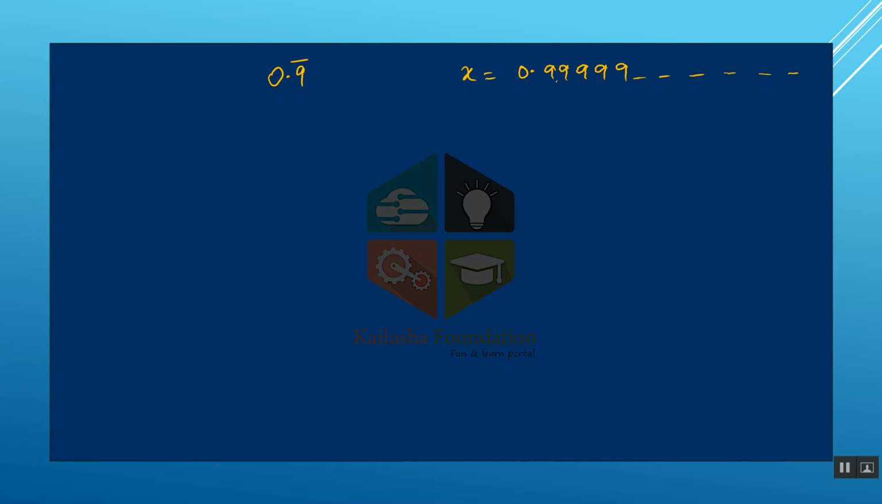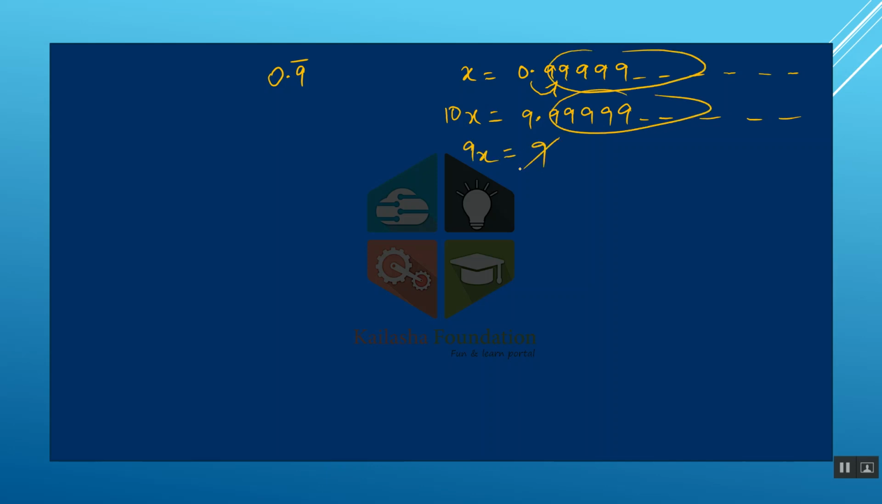Let us see. x is equal to 0.9 recurring. Now 10x will be equal to, the decimal will shift one place, 9.9999. We can write another 9. Yes. When we subtract, 9x is equal to 9, this part is common and cancelled, so x is equal to 1. How is this possible? Yes, it is possible because it is in front of you.